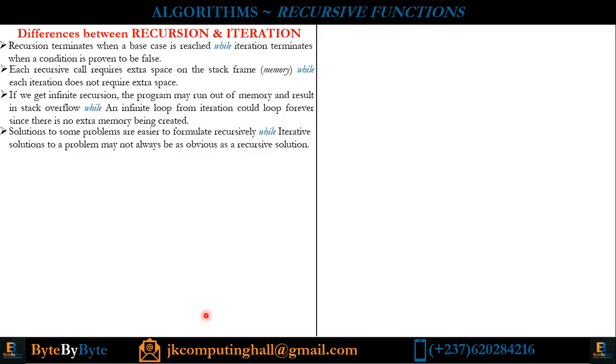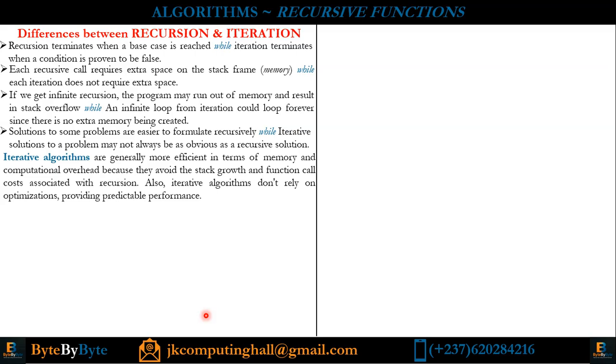Solutions to some problems are easier to formulate recursively, while iterative solutions to a problem may not always be as obvious as a recursive solution. Now, as you can see, those are the four differences between recursion and iteration, which is the same thing as between a recursive algorithm and an iterative algorithm. And dear students, in another question, they will define a particular function, like the factorial function, in one manner, which will be recursive, and then give another definition in another manner, but for the same function. To differentiate between a and b is the same thing as differentiating between recursion and iteration.